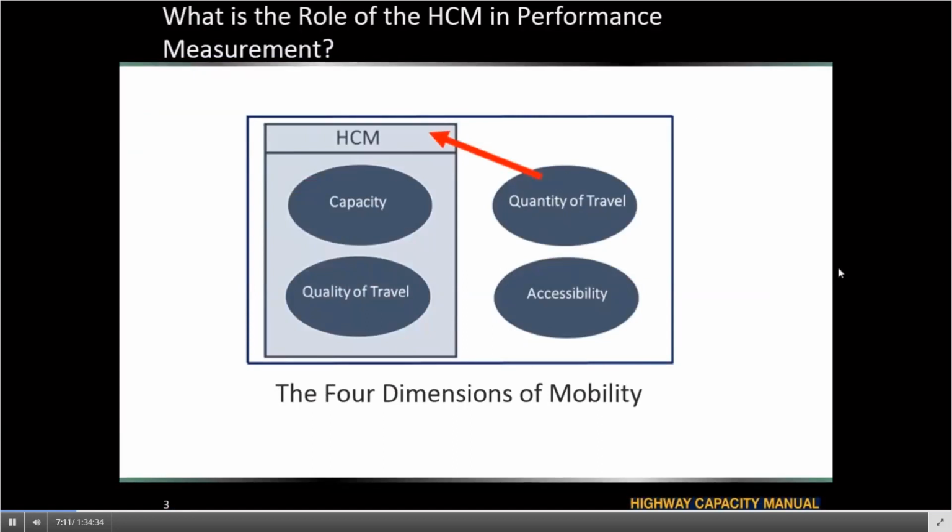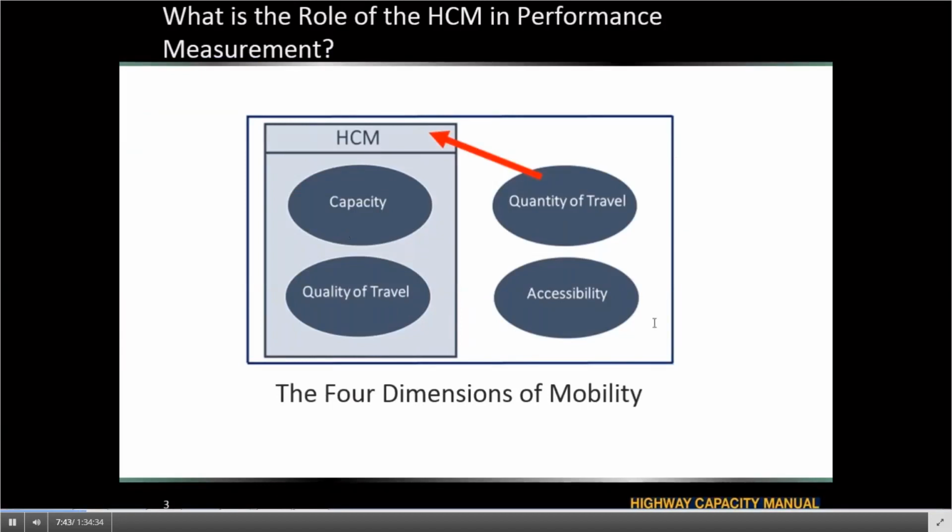The production team received approximately 3,300 comments on various draft versions of the chapter. So the product that you see here is the result of a lengthy process and significant review and consensus building. The HCM's strength is in providing methods for estimating a large set of very useful performance measures to evaluate mobility.